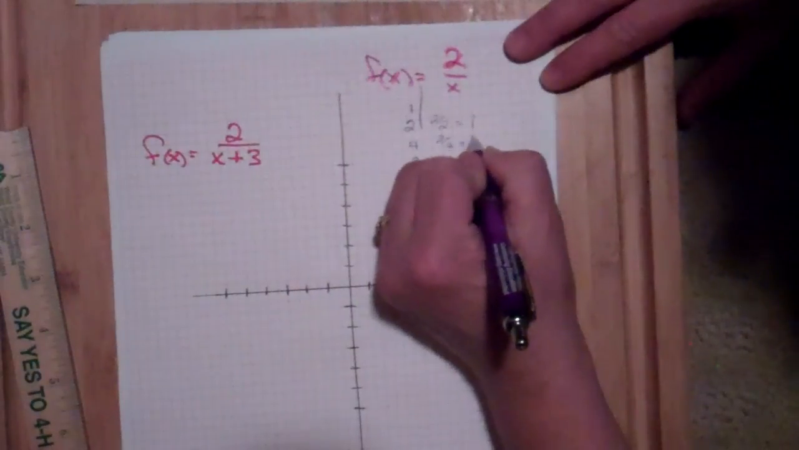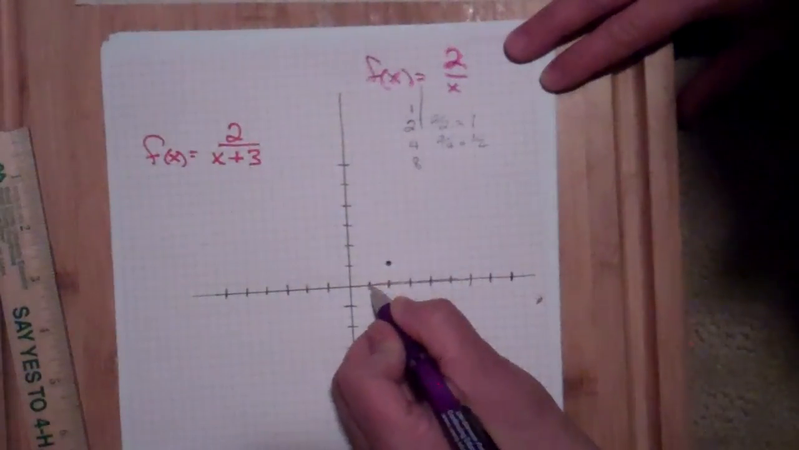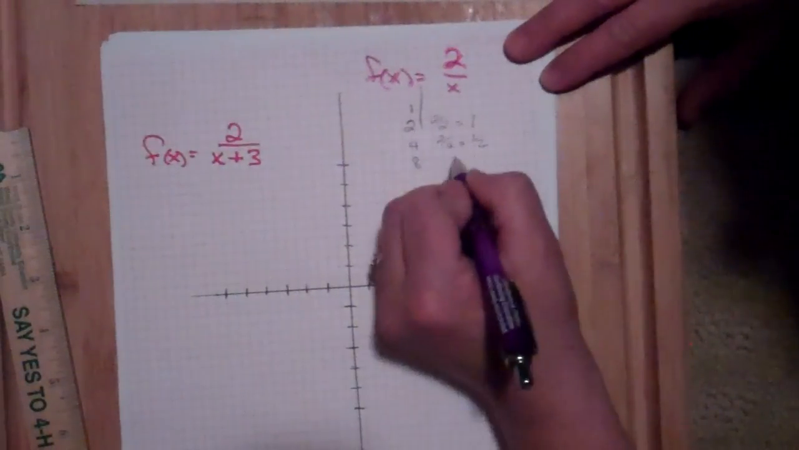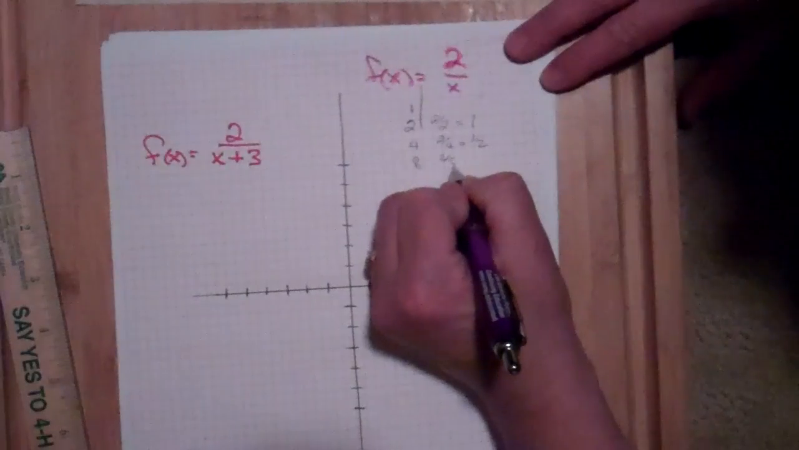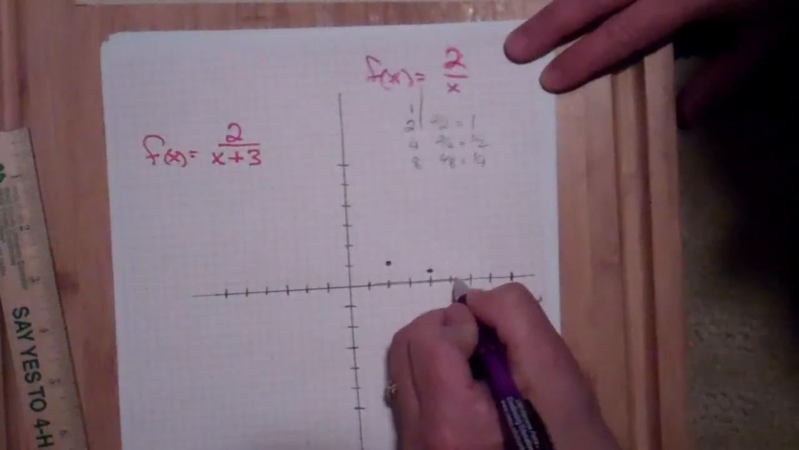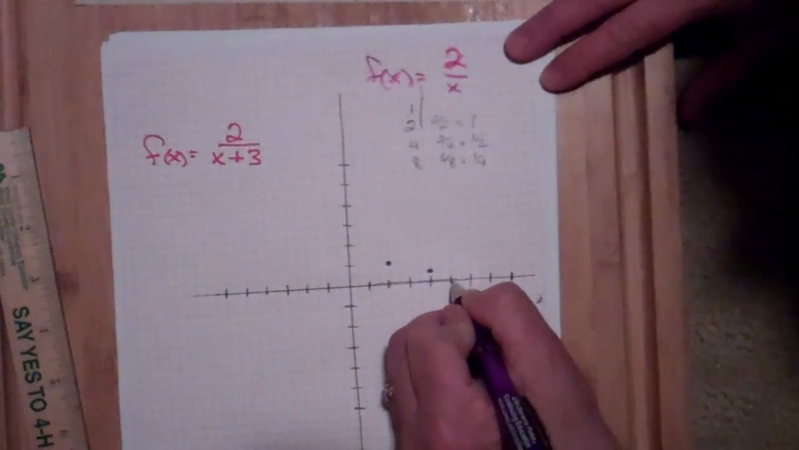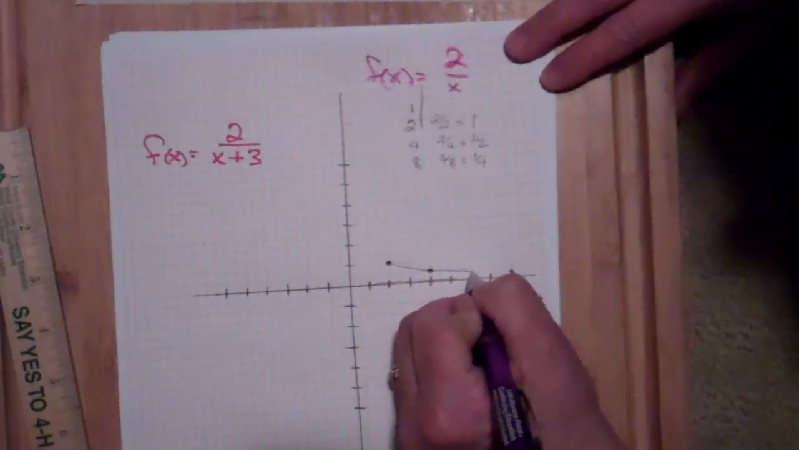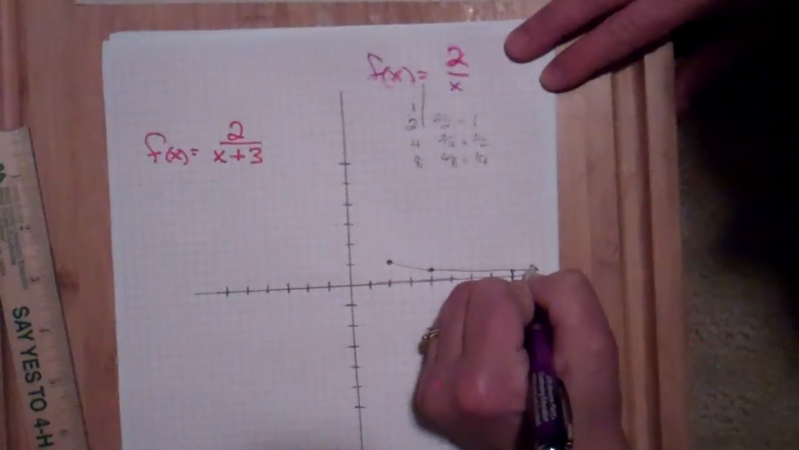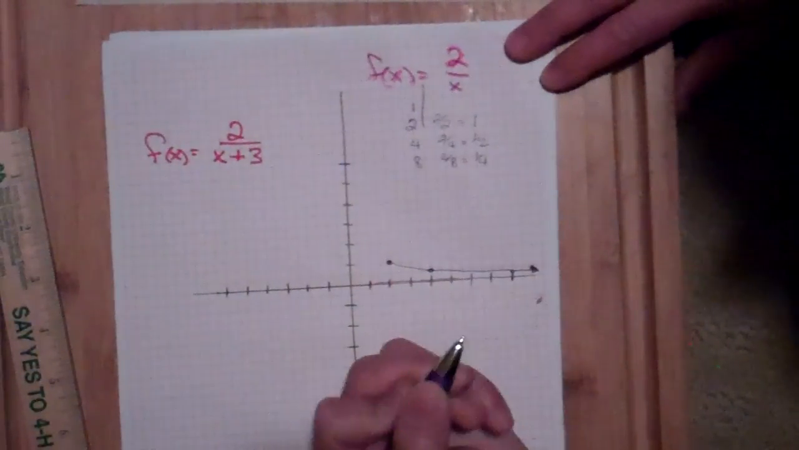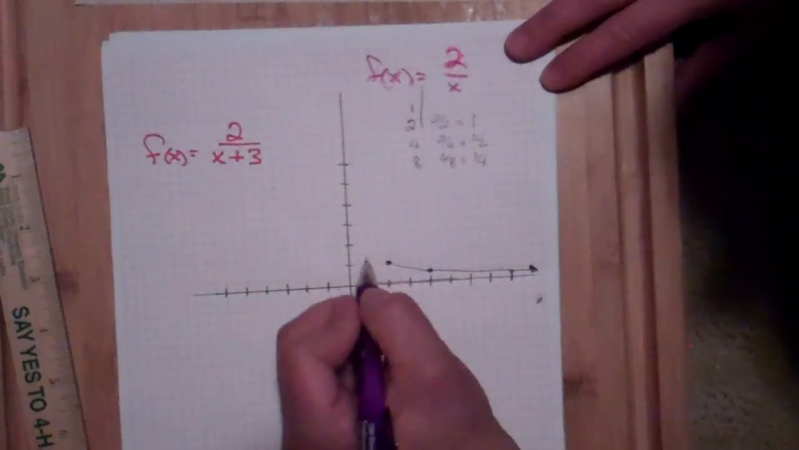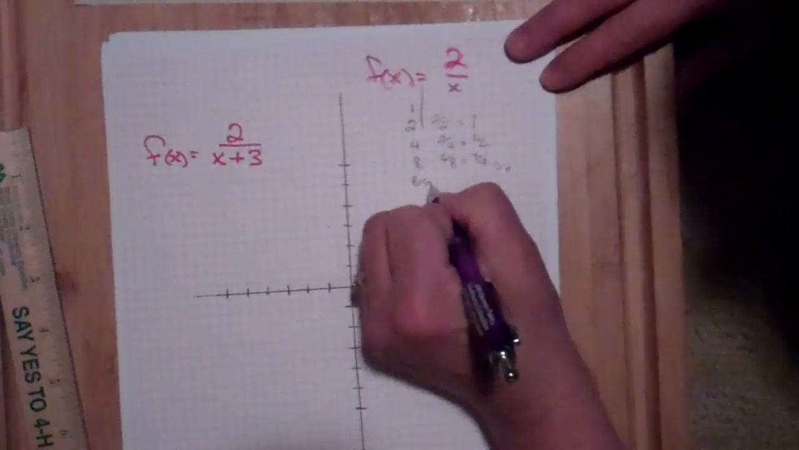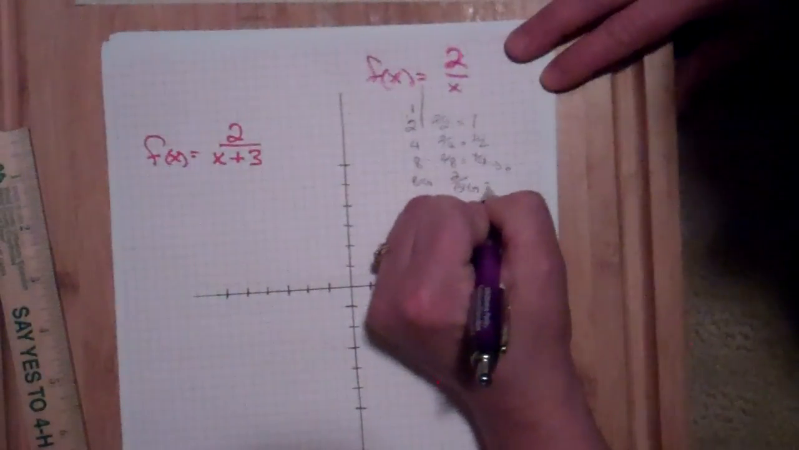2 over 4 would be a 1/2. So at 1, 2, 3, 4, I'd be at a half. At 8, I would be at 2 over 8, which is 1/4, which is even, that's 4, 5, 6, 7, 8, 1/8. You can see the tendency of this graph, again, is going to approach the x-axis at an extreme. It's going to get infinitely close, getting closer and closer to 0. As this number gets bigger, 2 over a big number will equal a 0.